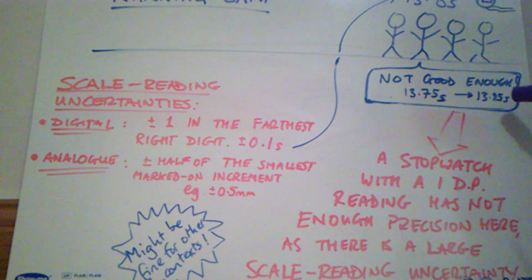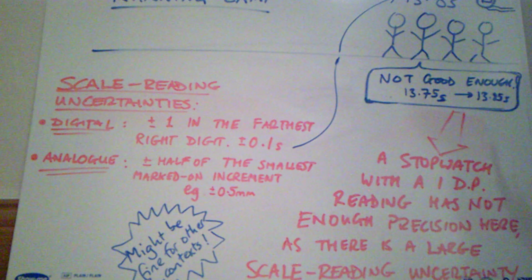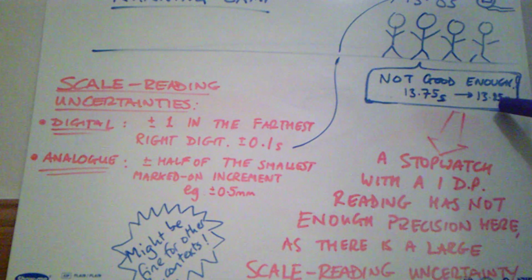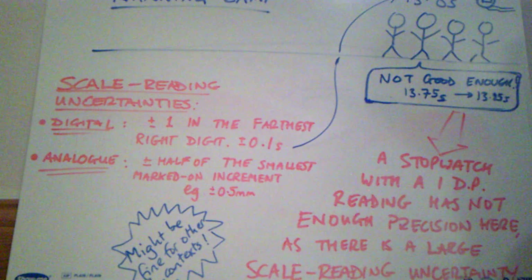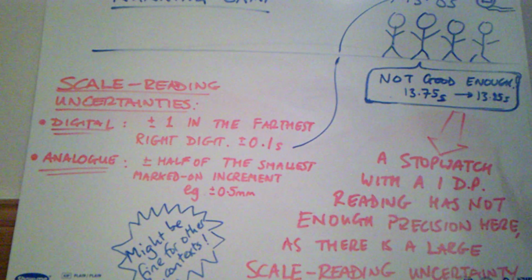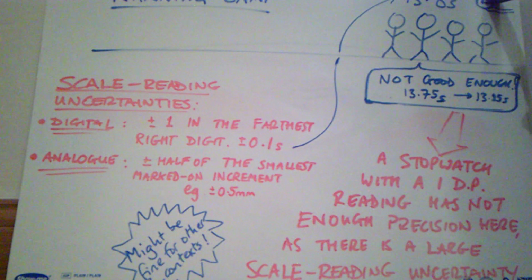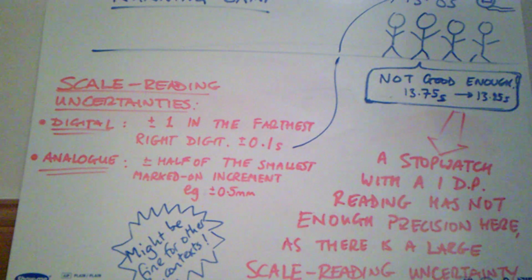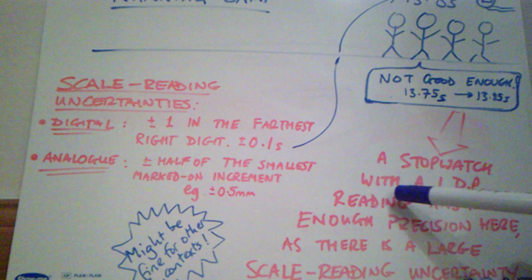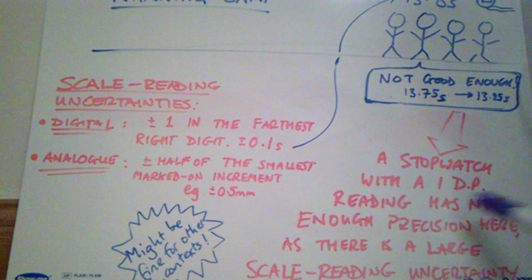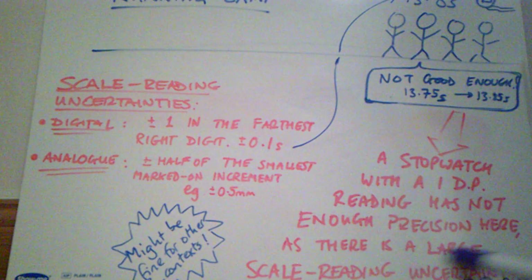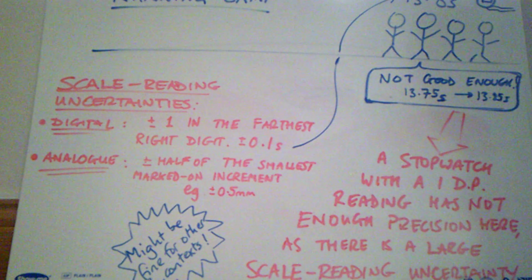Well, I suppose when you get to a 5, there are some mathematical conventions which say you round up to the next one. But really, between 13.75 and 13.85, it could be anything between there. And so if these people wanted to find out who really was the fastest, you'd need a stopwatch which goes to another decimal place. So this says a stopwatch with a 1 decimal place reading has not enough precision here, as there is a large scale reading uncertainty.